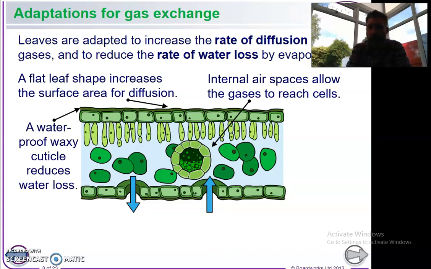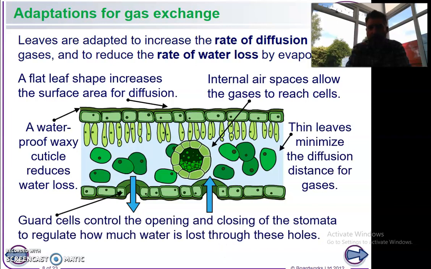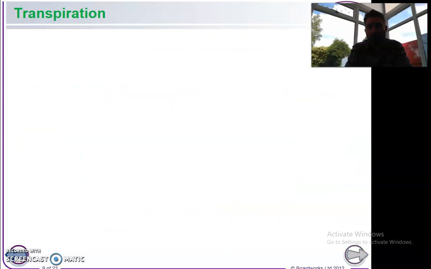But we need to control water loss as well. So the plant has a waxy cuticle which reduces water loss, and you've then got these guard cells which open and close the stomata to regulate how much water enters or leaves the leaf. And this is a process called transpiration. Transpiration is a crucial part of the water cycle, which is something you'll do if you do geography, and you'll do it in science as well. But it's how water moves up plants.